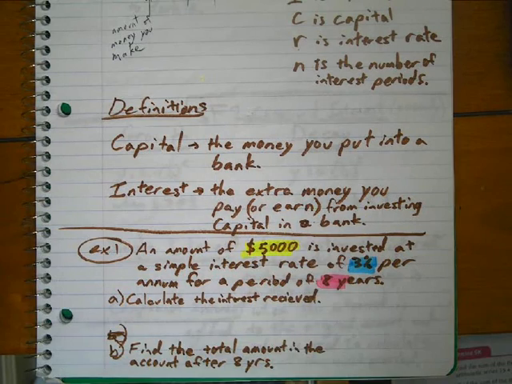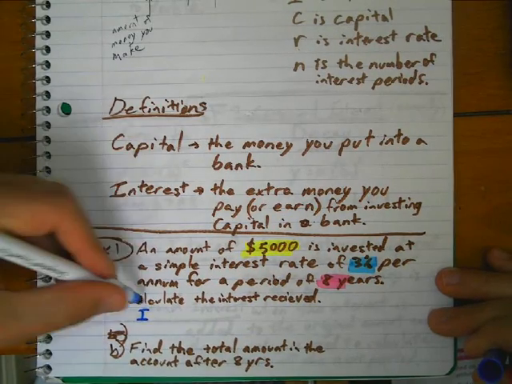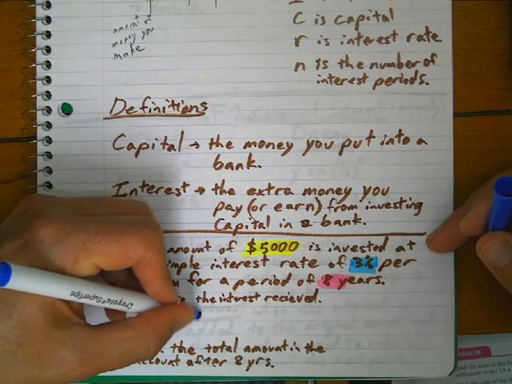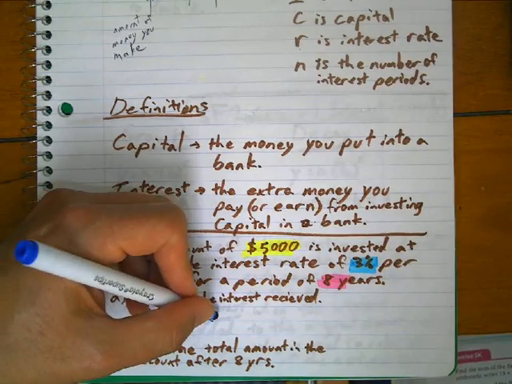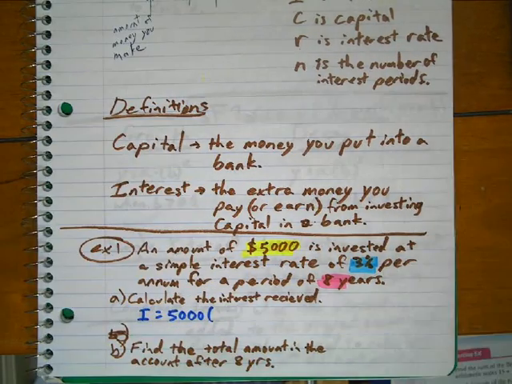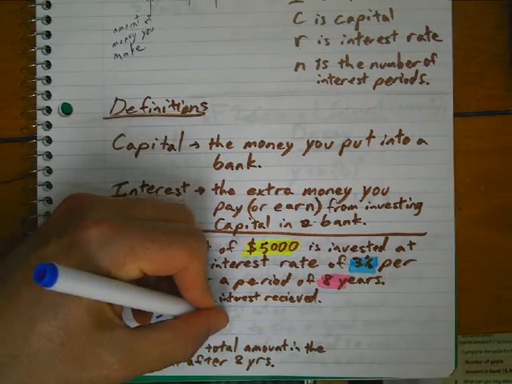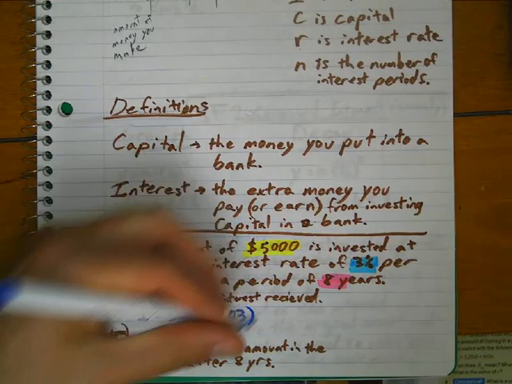So basically what we're going to do is say the interest is equal to the capital, which is $5,000, times my interest rate, which we have to convert to a decimal, which would give us 0.03, sorry, and then n is equal to 8.